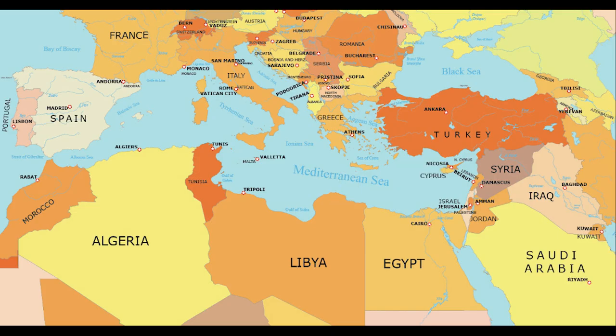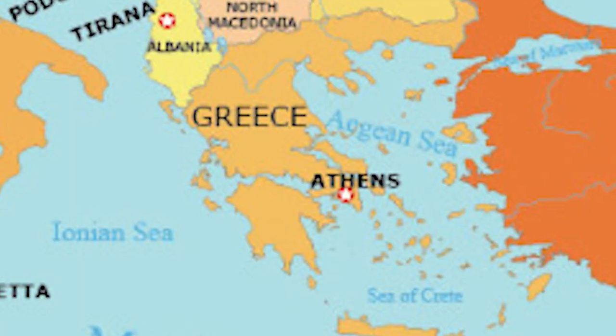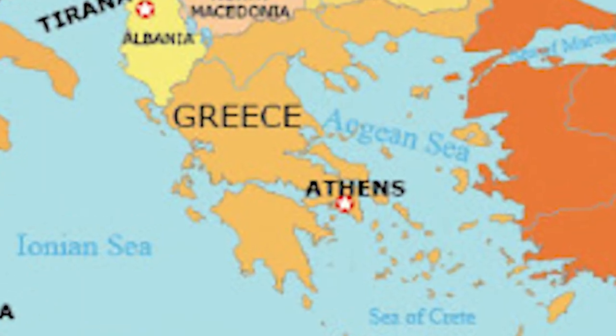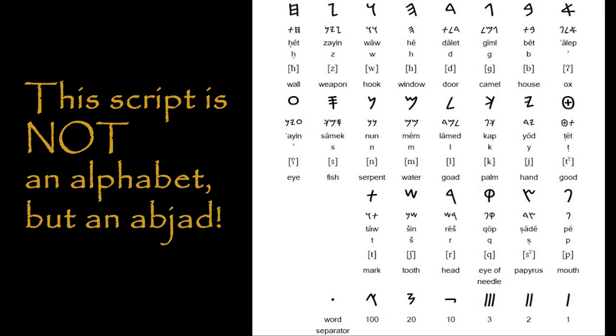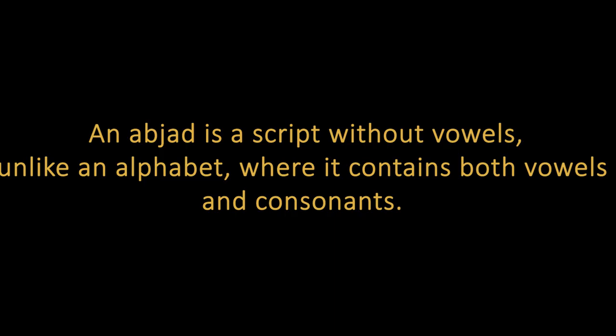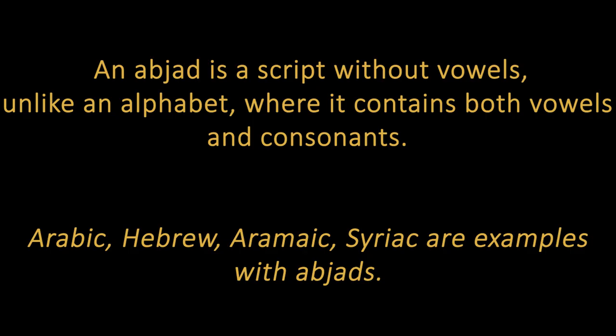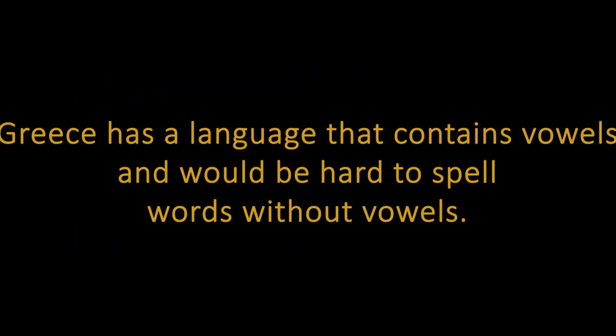The folks from Greece of southeastern Europe got the Phoenician script and tried writing words in their language using the script. However, there were issues. The Phoenician script is not an alphabet, it is an abjad. An abjad is a script without vowels, unlike an alphabet, which contains both vowels and consonants. This is not a problem for the ones in modern-day Arabic-speaking nations, which still use abjads to this day. But Greek is a language that contains vowels and would be hard to spell without vowels.